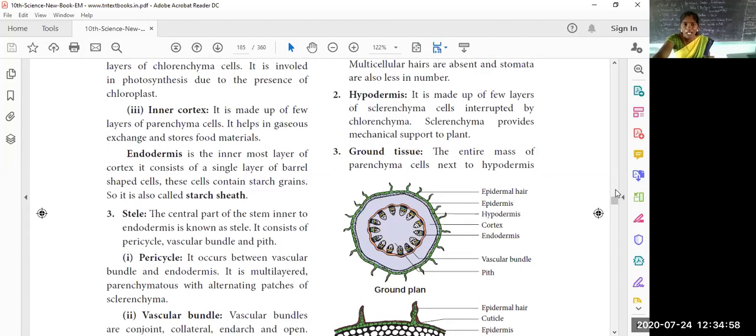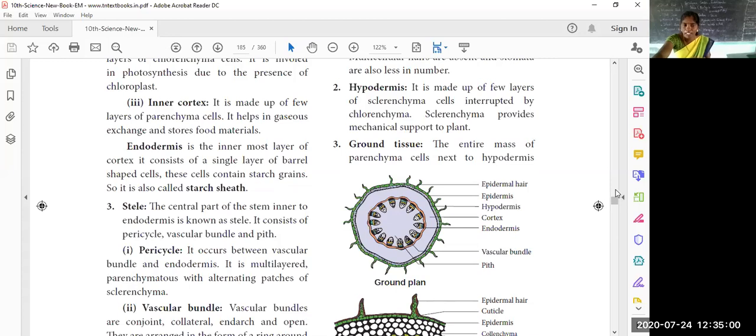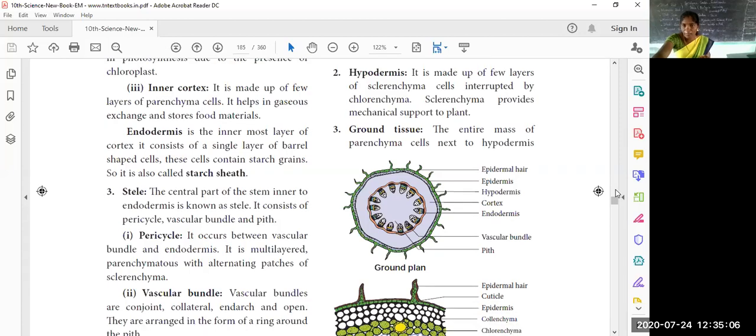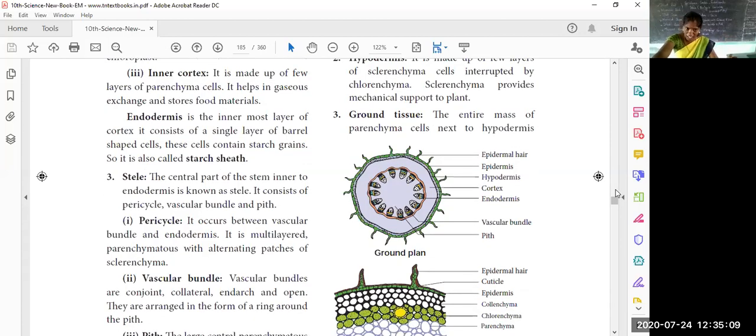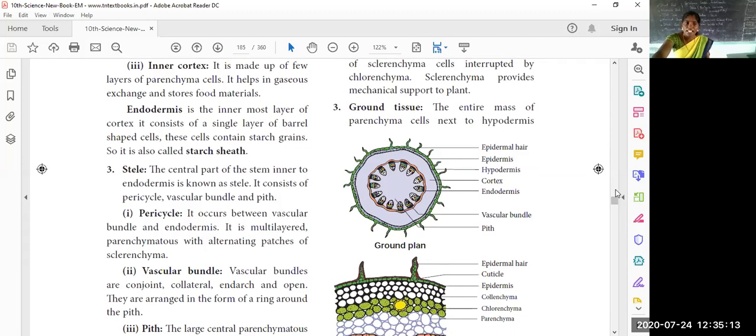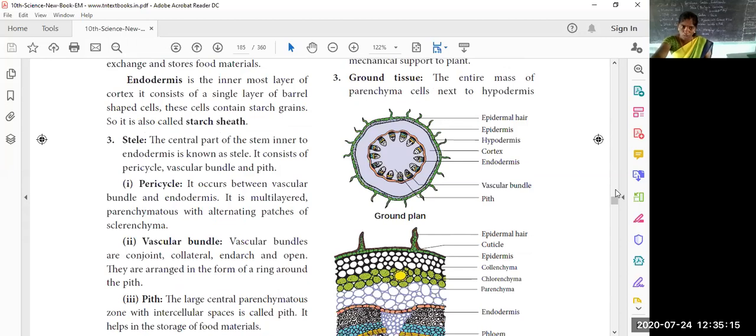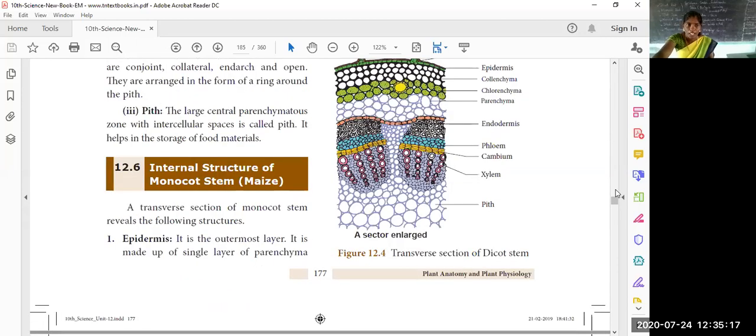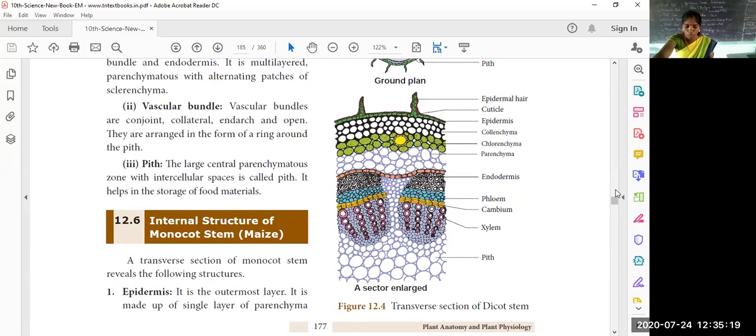Pericycle occurs between the vascular bundles and the endodermis. It is multi-layered parenchymatous with alternating patches of sclerenchyma. Here the parenchyma cells are present and the sclerenchyma cells are also present. Next, vascular bundles. Vascular bundles are conjoint, which means, as you may already know, it's the type of vascular bundle where the xylem and phloem are present on the same radius.